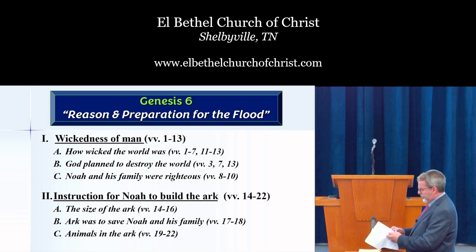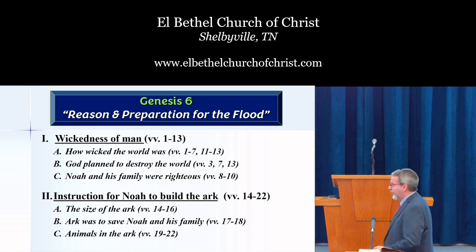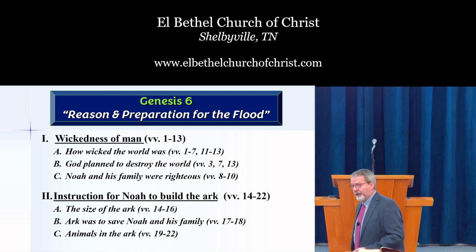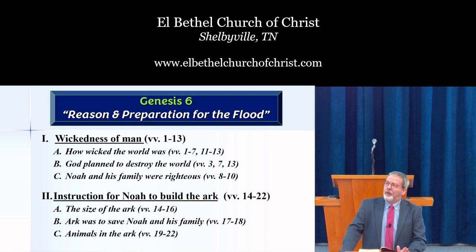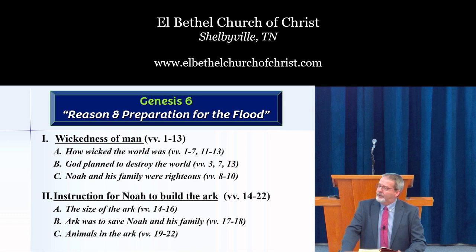We saw corruption starting in chapter 4 with the descendants of Cain. Remember that? And through his lineage, things were not going well. Things were going quite south. So here's what happens in Genesis 6. You have the reason and the preparation for the flood. Let's start with the reason.